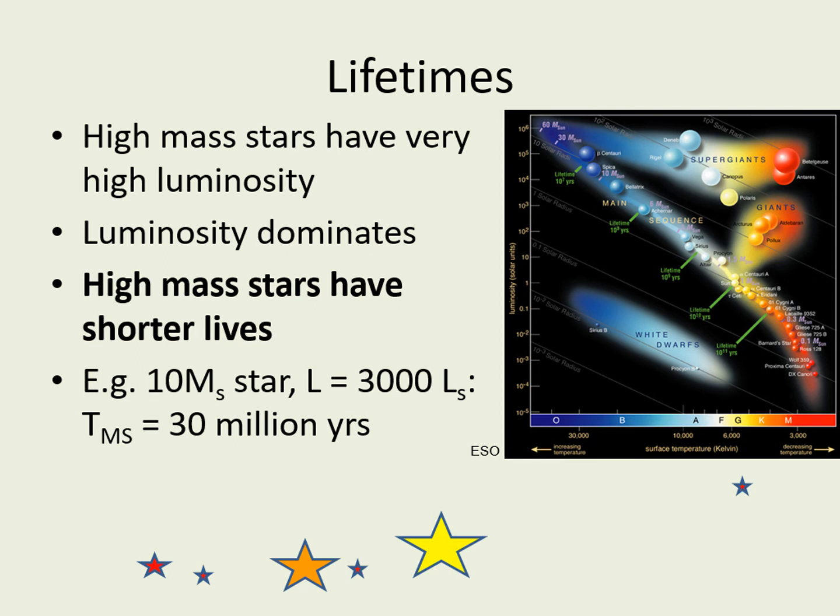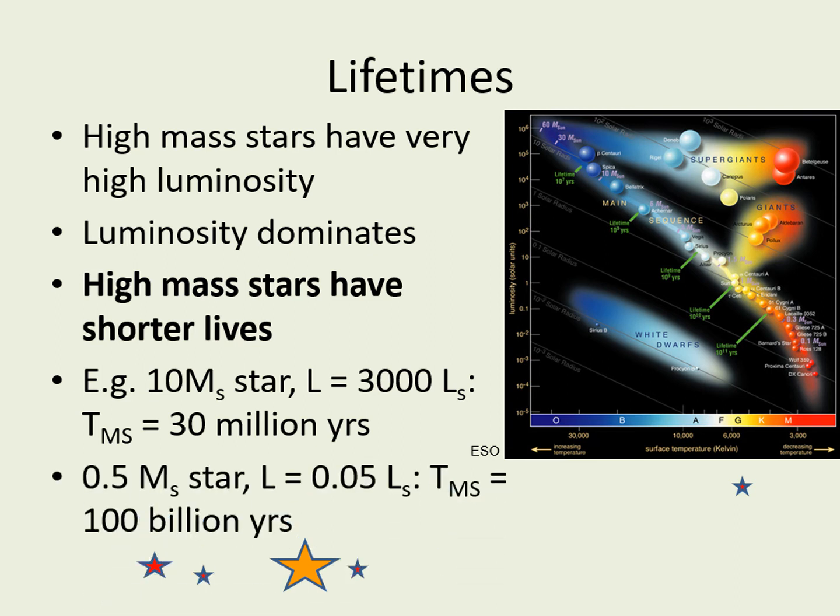On the other hand, a star that has half the Sun's mass is 20 times less luminous, so its main sequence lifetime is 10 times longer than the Sun's, or 100 billion years. Since the age of our universe is only 14 billion years, no stars that small have yet been around long enough to leave the main sequence and turn into giants.